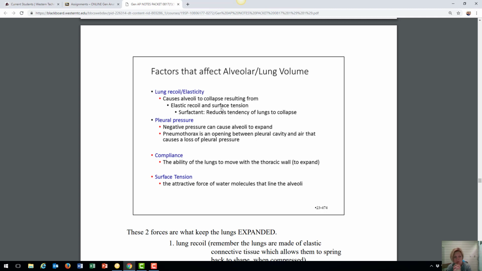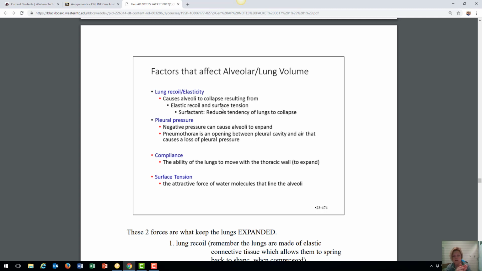Anytime we puncture through those membranes around the lungs, the visceral and parietal pleura, we destroy that negative pressure, and that can lead to what we call a pneumothorax. So that's where there's air in that pleural space causing that negative pressure to become positive and equal to the outside air, and then the lungs collapse.